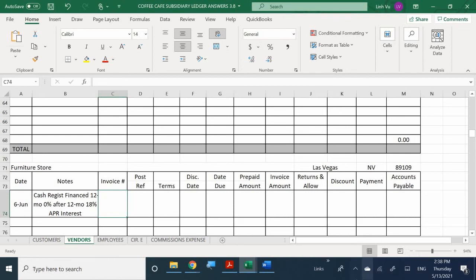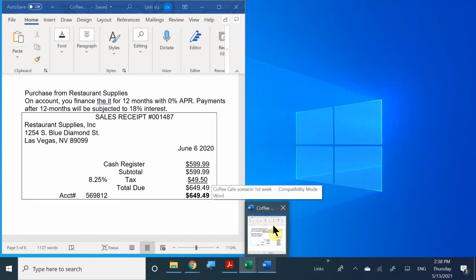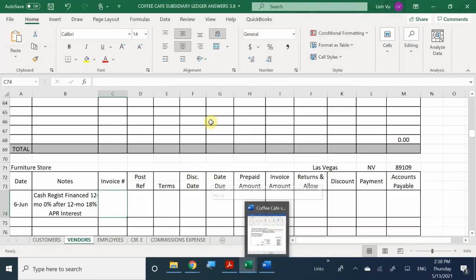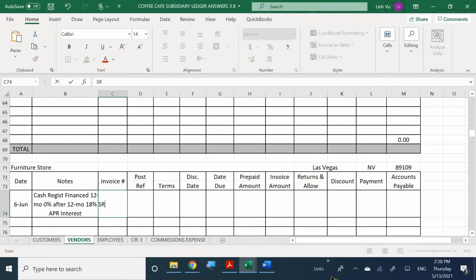Invoice number, once again, was there a sales receipt number? I think, okay, that's one of the things that you should put is the sales receipt number. Number 001487. So again, sales receipt number 001... what was it? 1487. Okay, 1487. There you go. All right, that's your proof of purchase. Again, purchase, it's going to be general journal number 2.